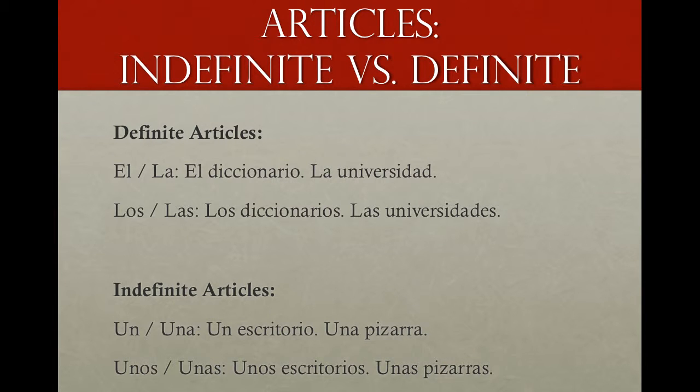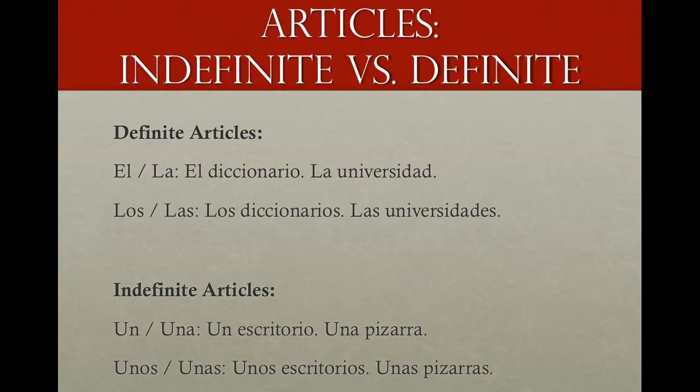So what we're going to look at right here is articles, indefinite versus definite. Beginning here are definite articles. Definite articles in Spanish, we're going to use them before a noun to talk about something that is definite, that is specific. So here we have el and la. In Spanish, we have both masculine nouns and feminine nouns. This is something that we do not have in English, where we do not differentiate between words.